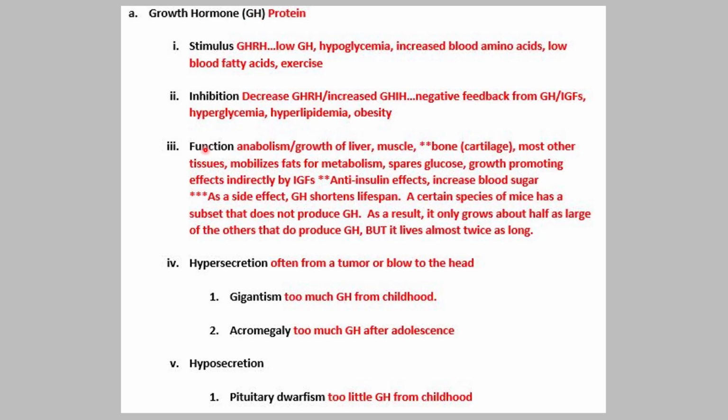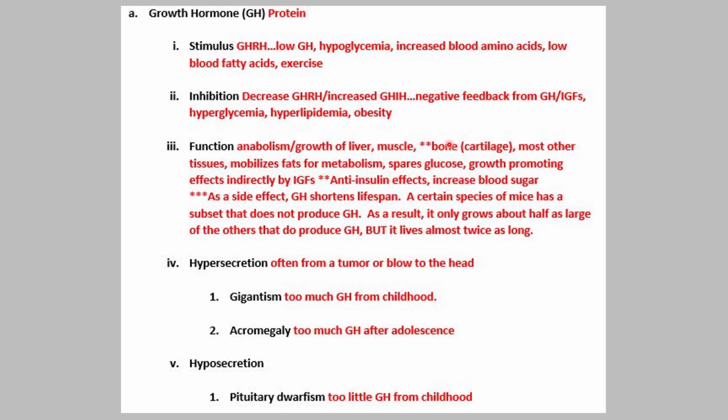So what does growth hormone do? Well, obviously from its name we could tell that it causes growth. But how does it do that? Well, growth hormone stimulates anabolism, or anabolic reactions. Remember from Bio 137, anabolic reactions are reactions that build bigger molecules from smaller molecules. Anabolic steroids are often used by bodybuilders to grow muscle. So, anabolism, growth of the liver, growth of the muscle, indirect growth of bone.